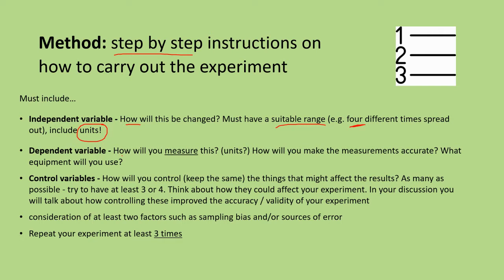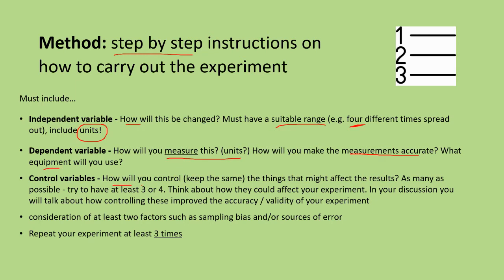Then the dependent variable: how are we going to measure it? We're going to be measuring time. We're going to use a stopwatch, in seconds. We're going to make sure the same person does it so that the measurements are reliable. And the stopwatch, as I said, is the equipment.